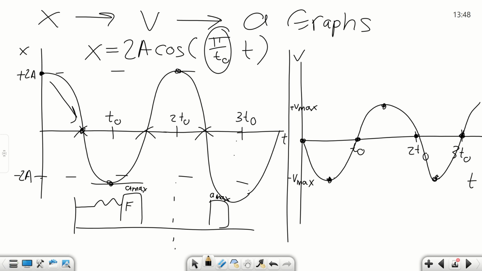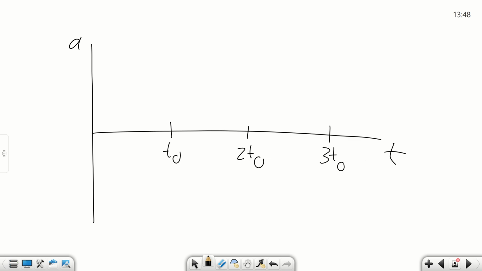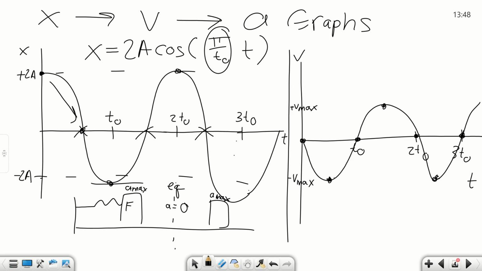At equilibrium, there's no acceleration. So it's going to look very similar to my distance time graph, which is why I wanted to go off of that one first. But it's going to be the opposite. When I'm at the maximum, this would be technically where 2A is, the acceleration is trying to bring it back in the opposite direction.